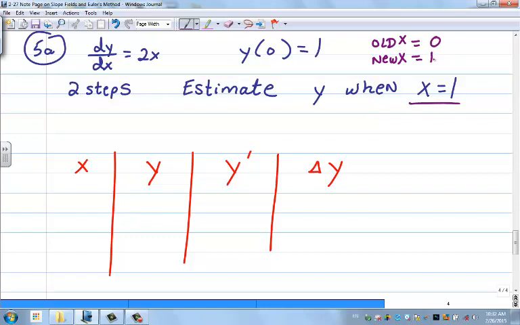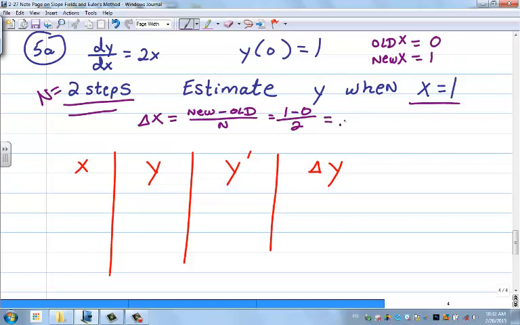So the formula says you basically do delta x equals your new x minus your old x divided by n, right? So delta x equals new minus old over n. So that's going to be 1 minus 0 over 2, right? Because it's 2 steps, n equals 2. So it's going to be 0.5. So this is going to be very quick because you're going up by steps of 0.5. You got to get to 1.